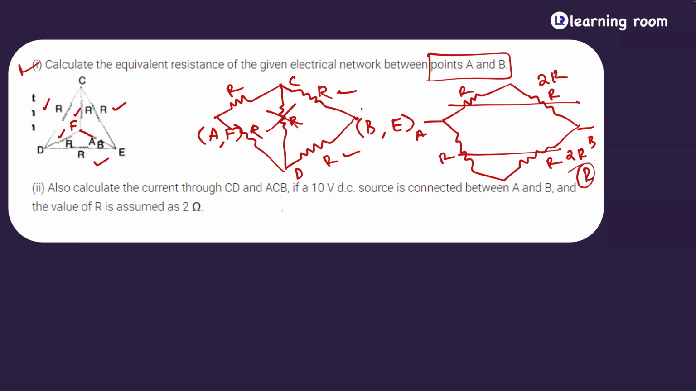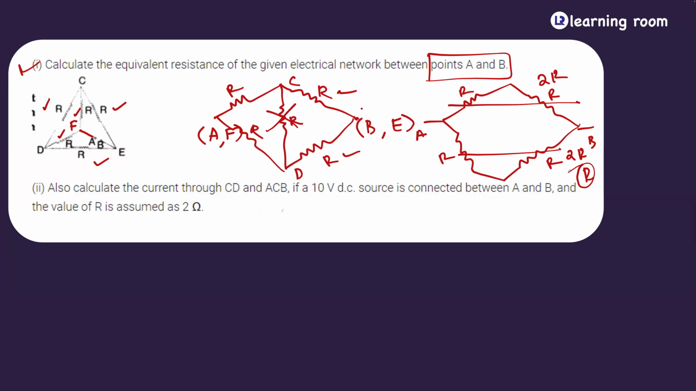Right? So I hope this is clear. You can expect this kind of a problem also, especially in your school exams, they'll ask. Look at this. Also calculate the current through CD and AC. If a 10 volt DC source is connected between A and B and the value of R is assumed to be 2 ohm.